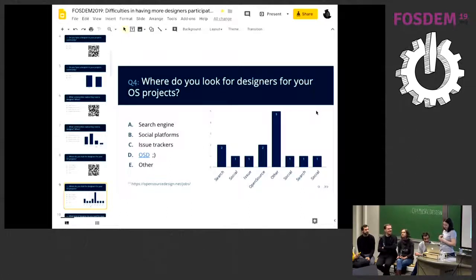I'm curious what that other means, but maybe I have some bugs in the... Okay, we'll see. Of the people who voted other, where do you go looking? Friends. Okay. Okay, so this means just paid designers, not necessarily somebody that could volunteer and do it for free.